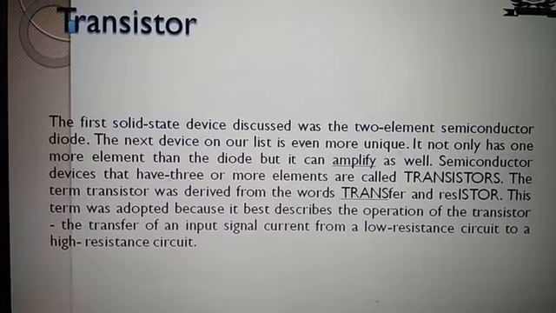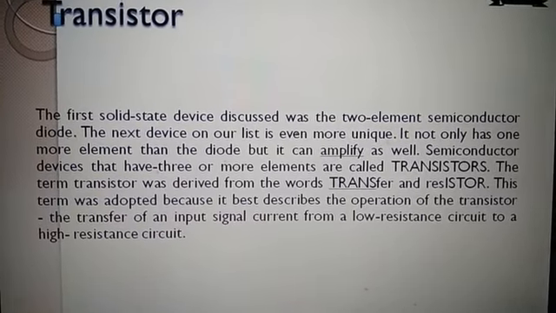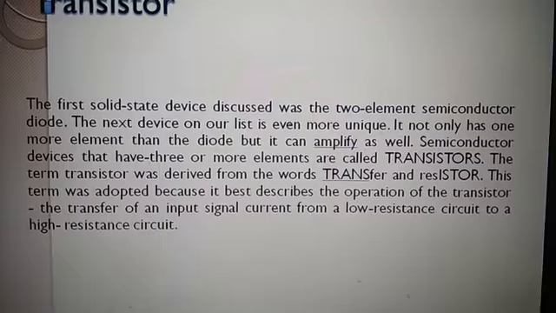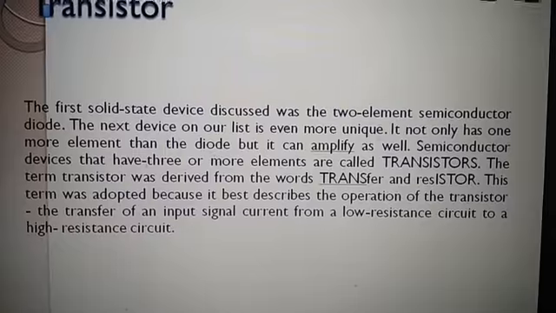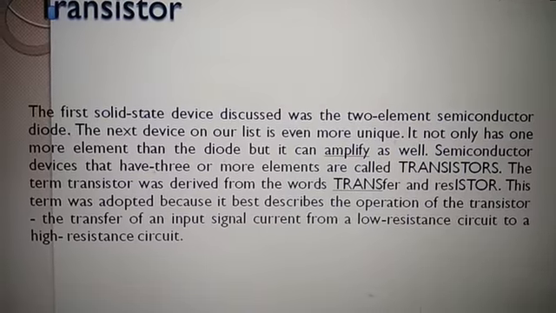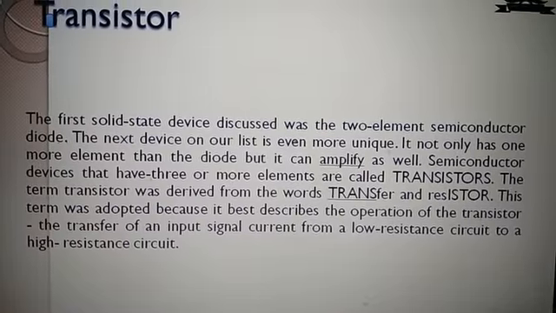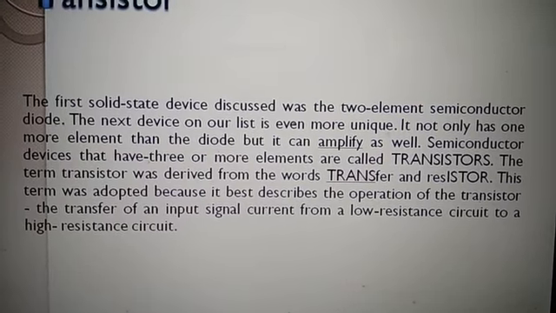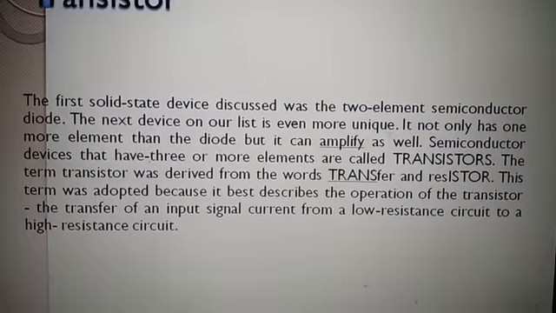The first solid state device discussed was the 2-element semiconductor diode that we have already seen. The next device on our list is even more unique. Not only does it have one more element than the diode, but it can amplify as well. Semiconductor devices that have 3 or more elements are called transistors.